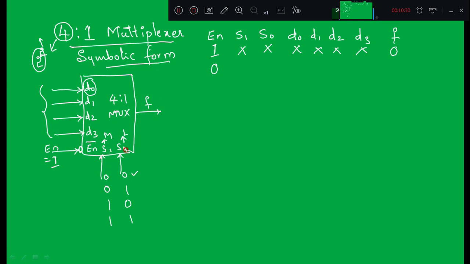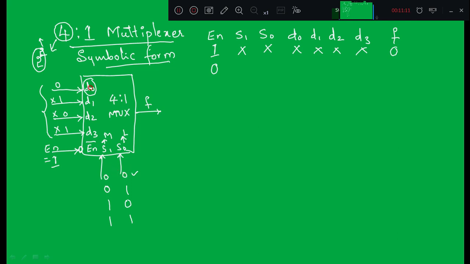So let us say S1 S0 are 0 0, right? And what is the data? The data is again in the form of digital, that is zeros and ones. So if I make D0 equal to 0 and keep anything on D1, D2, D3, you can put a don't care instead of 1 0 1, right? You put anything on D1, D2, D3, that data will not be selected because select line is 0 0.